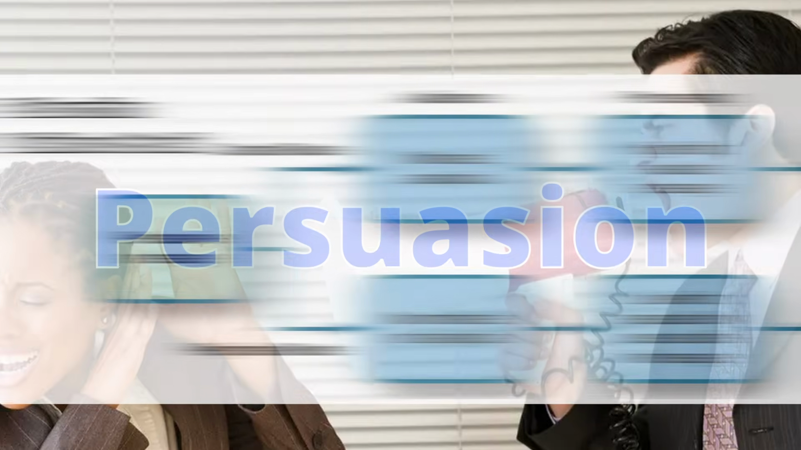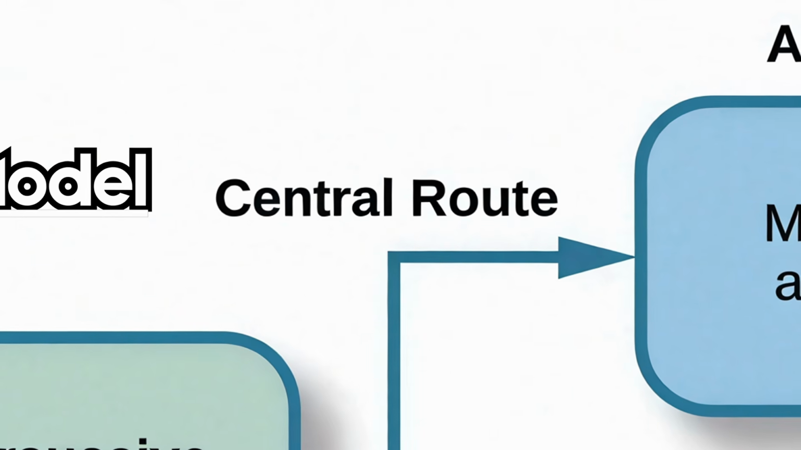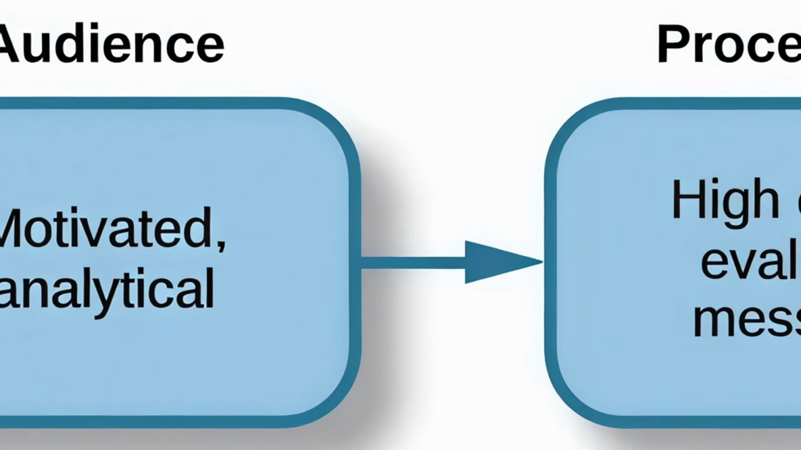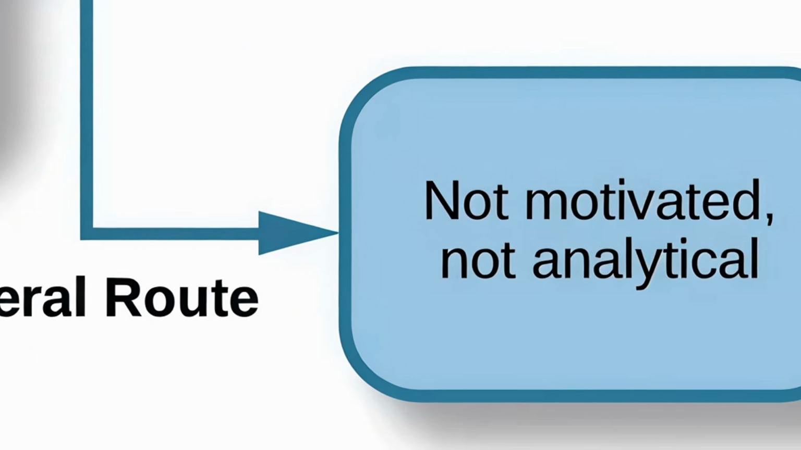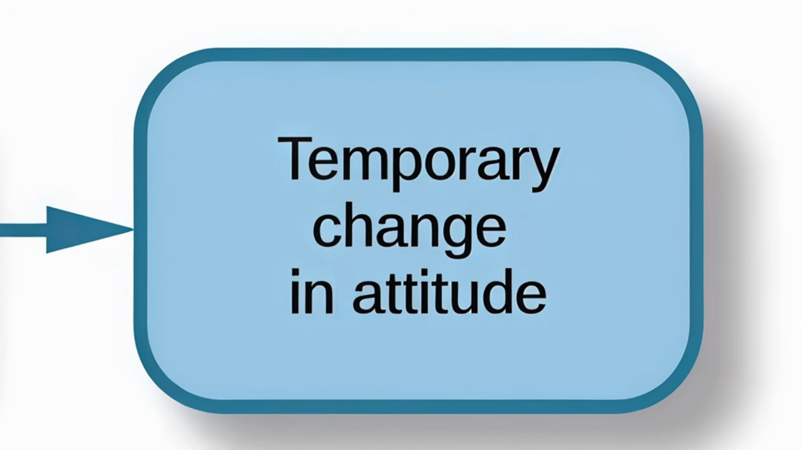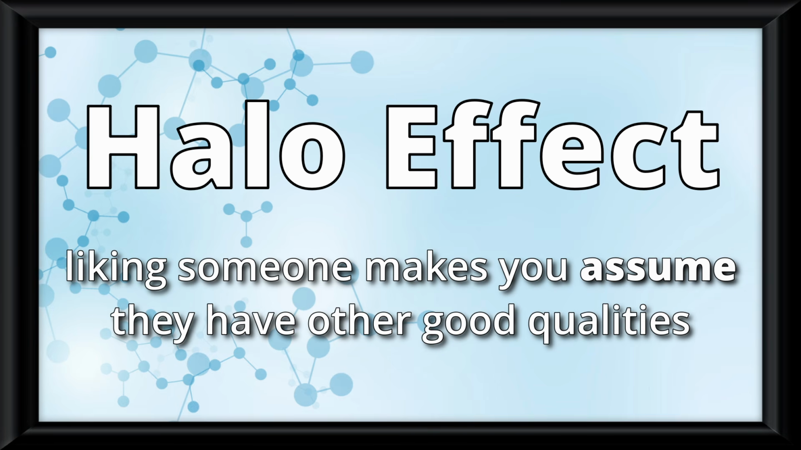When you try to change someone's attitudes or behaviors, that is known as persuasion. And the elaboration likelihood model outlines two main routes to persuasion. You could go the central route, meaning you're persuaded by the strength and logic of an argument after deep thinking, or you could go the peripheral route, meaning you don't think deeply and only rely on cues. An example of the peripheral route might be the halo effect, where liking someone makes you assume they have other good qualities.